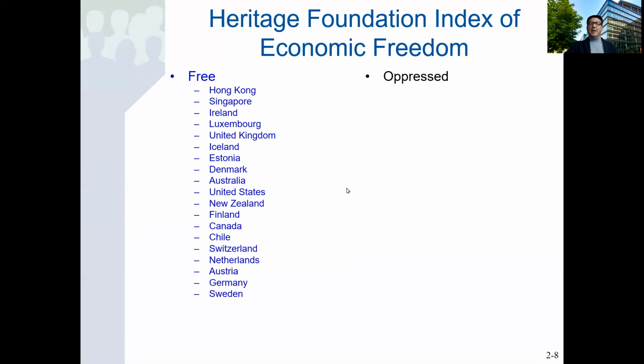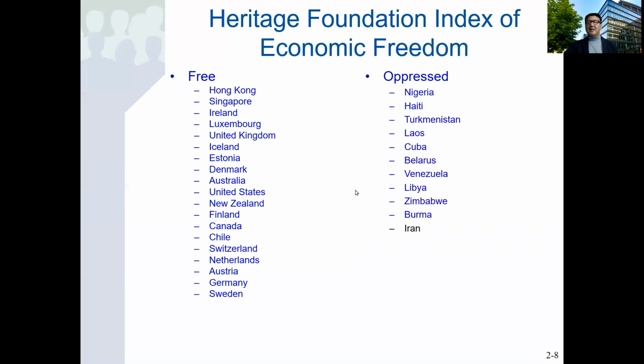And these are the countries listed as having the least economic freedom: Nigeria, Haiti, Turkmenistan, Laos, Cuba, Belarus, Venezuela. In fact, Venezuela is outright a communist and socialist country. Also Libya, Zambia, Burma, Iran, and North Korea. Obviously, North Korea is a communist country, so there's no free economy or free market.